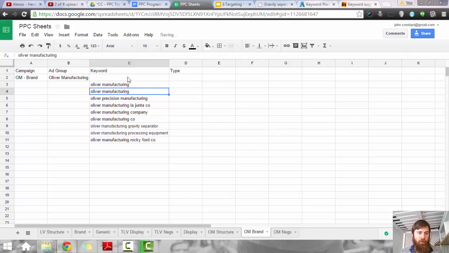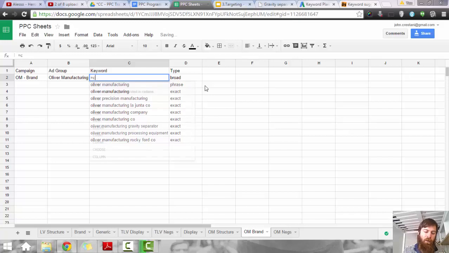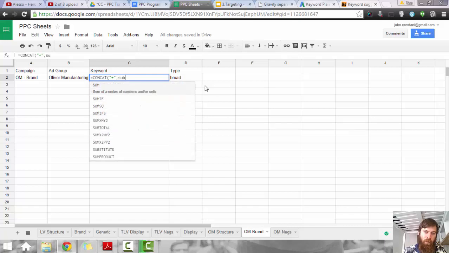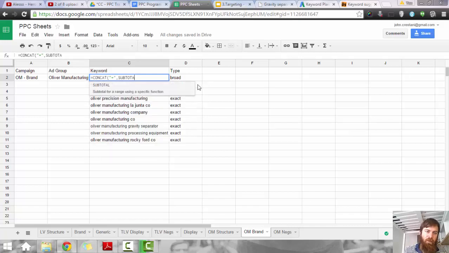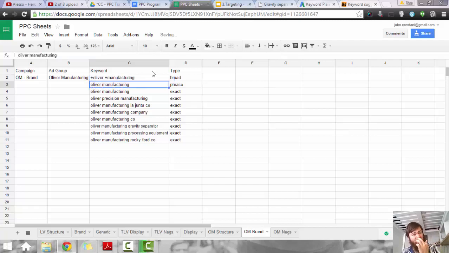And I'm going to put this in broad, phrase, exact, and I'm going to put all the rest of these keywords in exact match right there. I'm going to do my favorite little formula. I do concatenate. I add a plus. Then I'm going to tell it to replace all those spaces with a space plus and end. And we have Oliver Manufacturing.